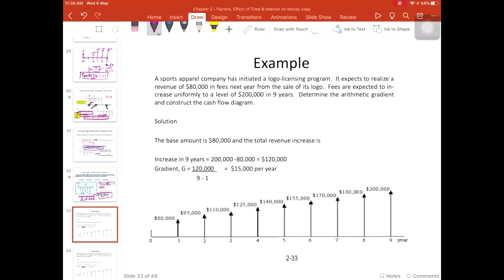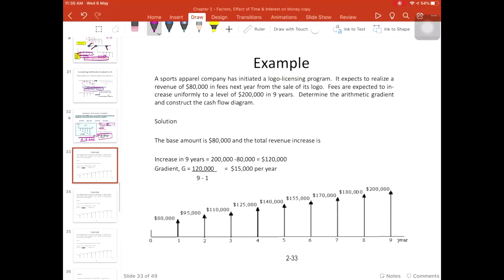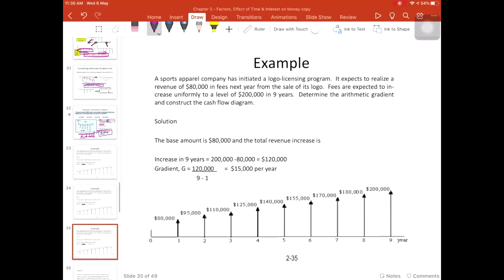And then you can draw the cash flow diagram. You draw the cash flow diagram and you can get the answer. Okay? Oh, all the same. Sorry.